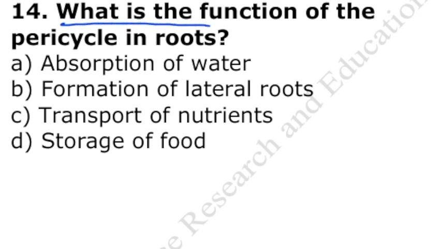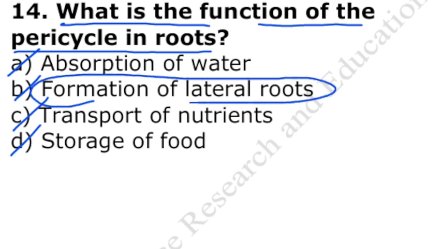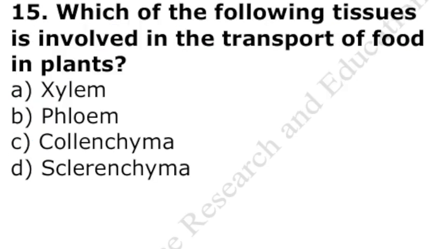What is the function of the pericycle in roots? Absorption of water, formation of lateral roots, transport of nutrients, storage of food. The main function of the pericycle is the formation of lateral roots in the dicot.